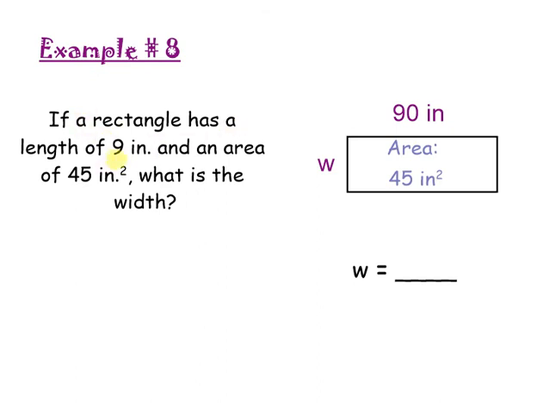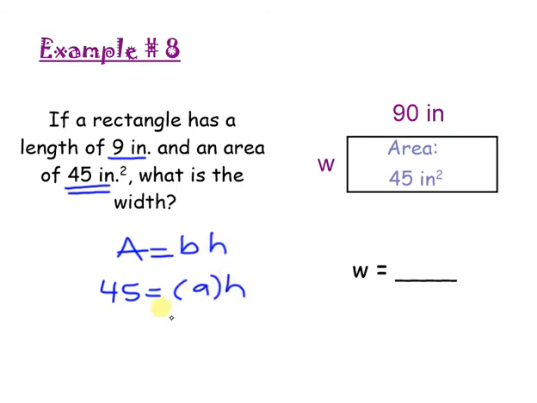Now, if a rectangle has a length of 9 inches and an area of 45 inches squared, what is the width? Okay, now these are just a little bit trickier. The formula for the area of a rectangle is area equals base times height, okay? What we need to do is take these numbers and fill in what we have. So do we have the area? Yes, it's 45. Do we have the base? In this case, the base is going to be the length. Yes, we do. It's 9. Do we have the height? No. So this says 45 equals 9h.